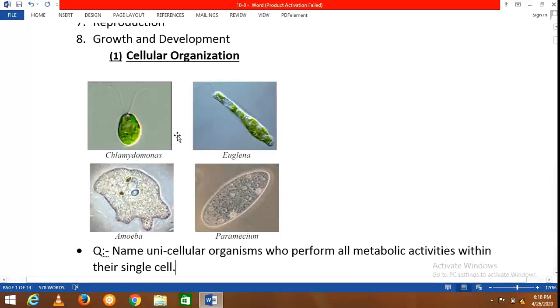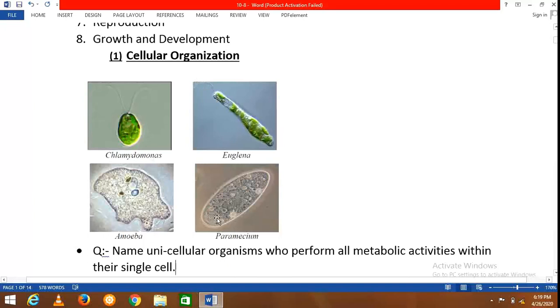Here you are shown some of the unicellular organisms like Chlamydomonas, which is an alga. It is a green alga. And then Euglena, which is a protozoan. Then amoeba, again a protozoan. It does not have a distinct shape. Here in Chlamydomonas, this is the shape and it consists of 2 flagella and there is a cup-shaped chloroplast. And here Euglena, it also consists of a flagellum for locomotion. Amoeba does not have a distinct shape.